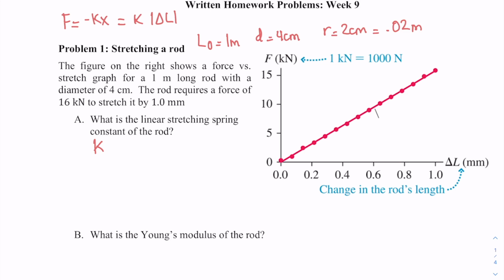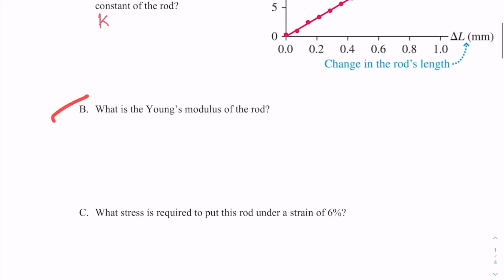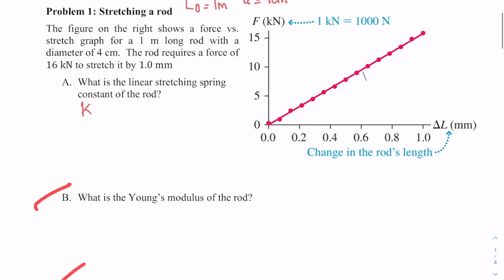Not quite, because look at the units here. It's 16 kilonewtons, so this would be 16,000 newtons, right? And this is a millimeter, so we have to convert that to meters to make sure that everything is in SI units and everything is making sense, so that we don't mess up any of our other problems as well. So we should have F over delta L, essentially, and that's equal to our K.